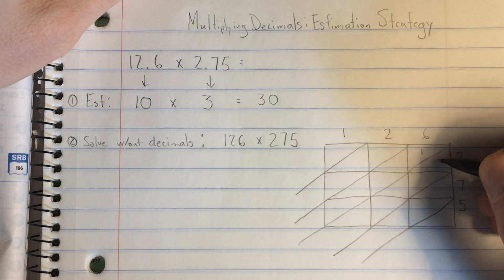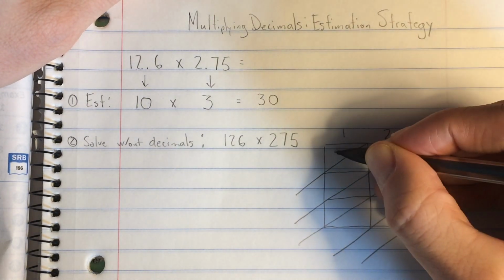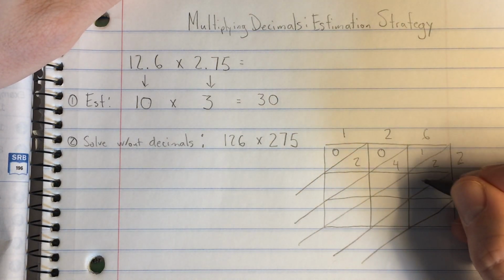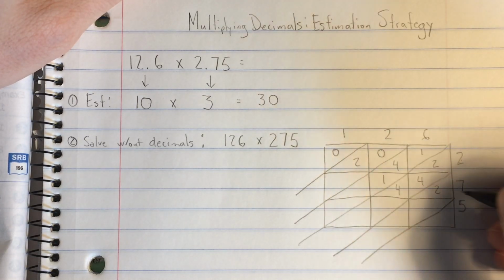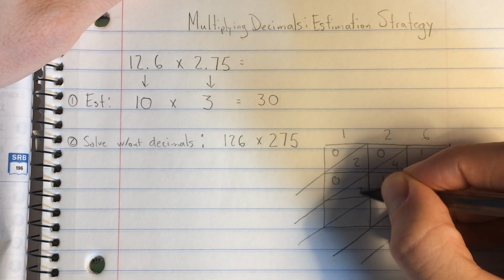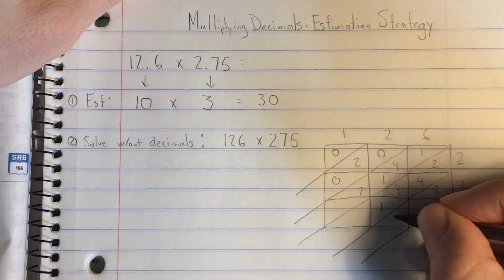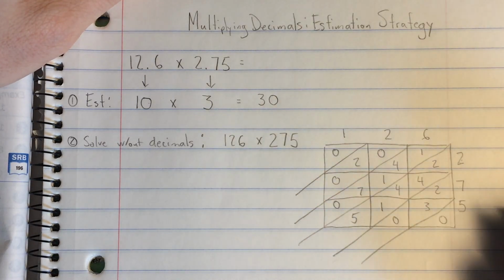2 times 6 is 12. 2 times 2 is 4. 2 times 1 is 2. First row complete. 7 times 6 is 42. 7 times 2 is 14. 7 times 1 is 7. 5 times 6 is 30. 5 times 2 is 10. 5 times 1, 5.